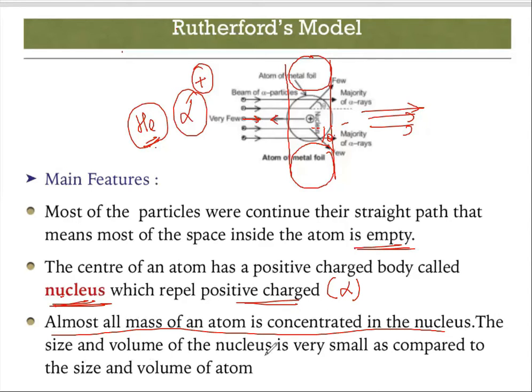The size or volume of the nucleus is very small as compared to the size or volume of the atom. You see, what is the meaning? The mass of this atom is concentrated in the nucleus. So what happens?